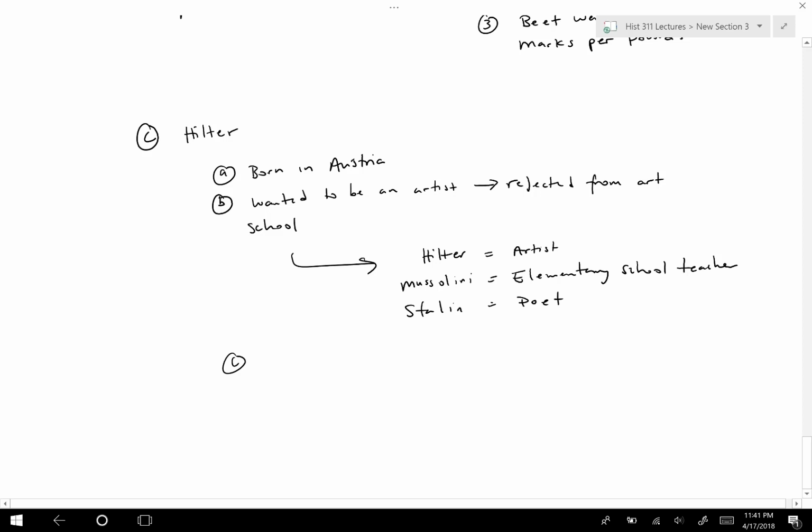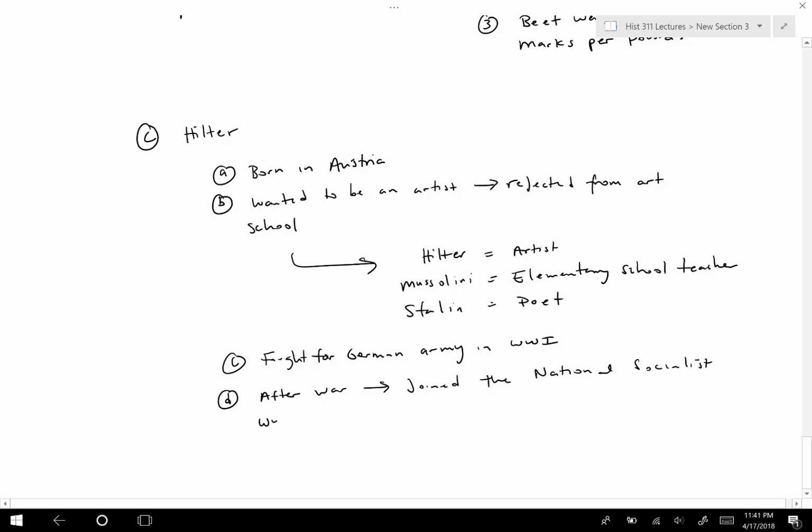And so he was in the military in World War I. He fought for the German army in World War I. And after the war, he joined the National Socialist Workers' Party. Right, which is what became the Nazis, for short in German, is how it worked.